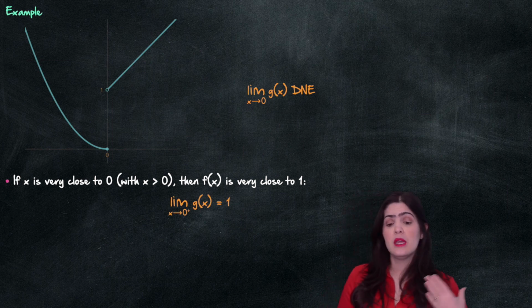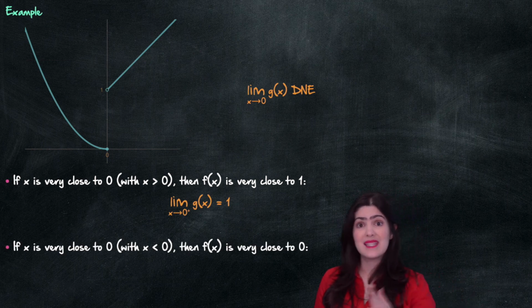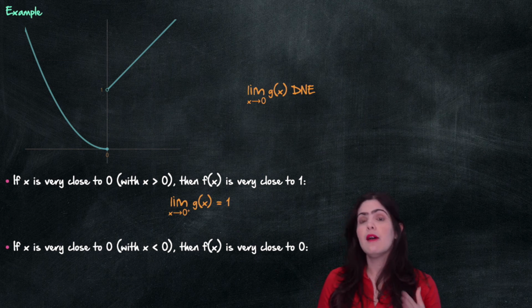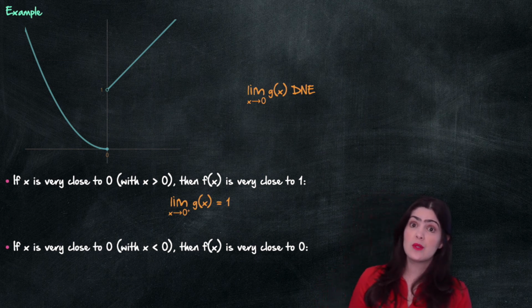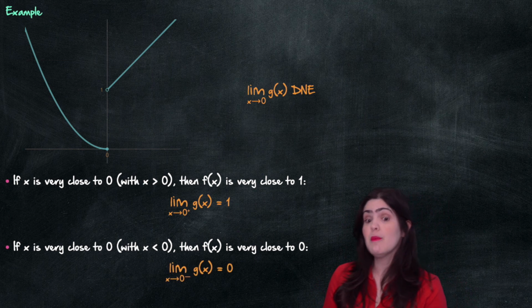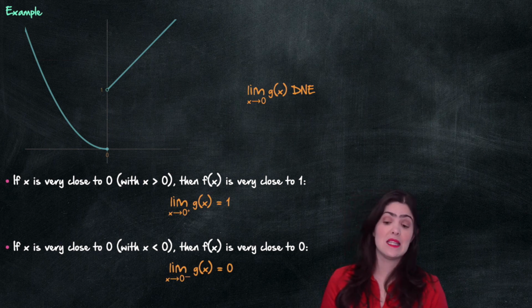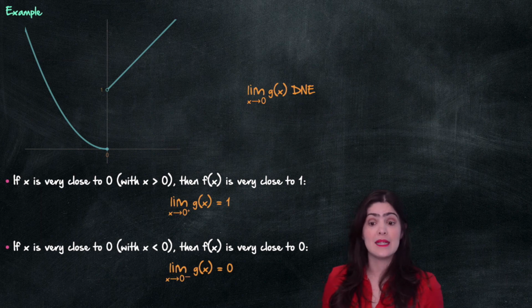And the same thing, if we're very close to 0 with x strictly negative, f of x is going to be very close to 0. So the limit as x approaches 0 from the left of f of x is equal to 0. And that is the idea of the one-sided limits.